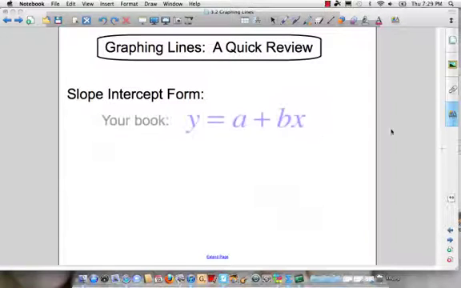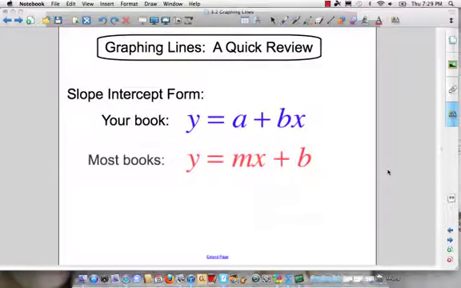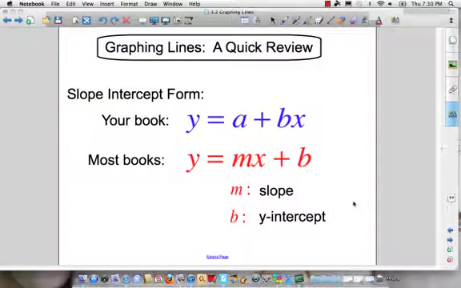And I want to point out that your book is different than most books. Your book uses the equation y equals a plus bx, where a and b are numbers. X and y remain variables. But most books use the equation in the form y equals mx plus b, and that's the way I'm going to teach it in class, because that's what I imagine you'll see in college and in any other school or any other textbook. And when it's written in this form, m is the slope and b is the y-intercept.